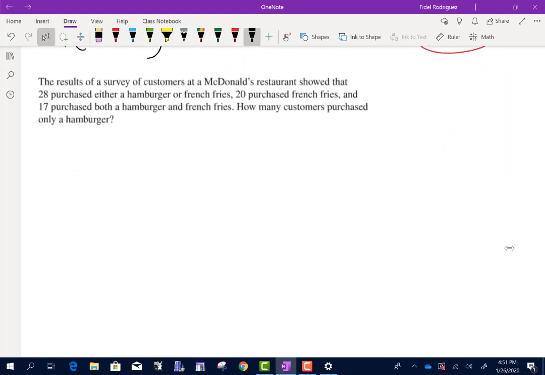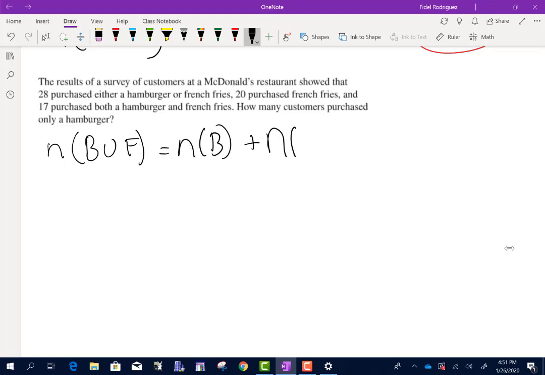Okay. Let's see if we can do the same thing for the next one. It says the results of a survey of customers at a McDonald's restaurant showed that 28 bought either a hamburger or fries, 20 bought fries, 17 bought both a hamburger and fries. The question says, how many only bought a burger? Okay, so let's do it like this. The number that bought a burger or fries is going to be equal to the number that bought a burger plus the number that bought fries minus the ones that bought both.